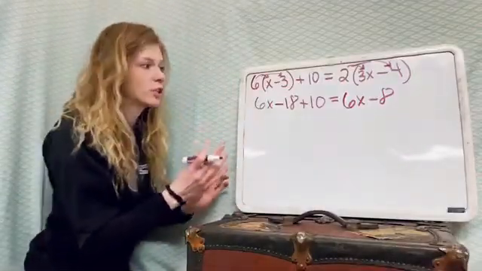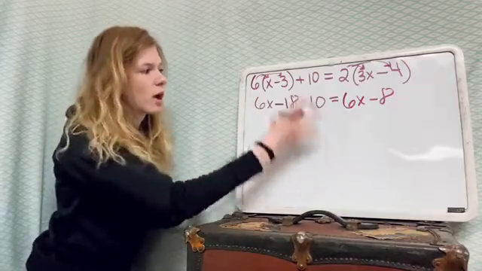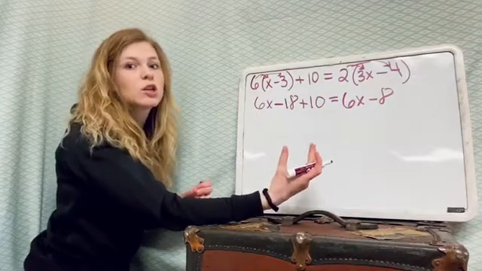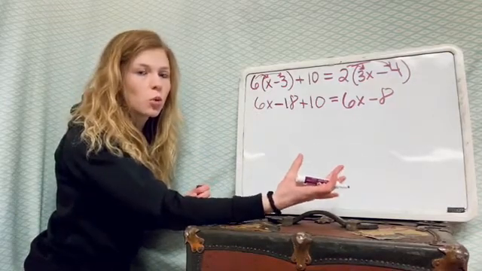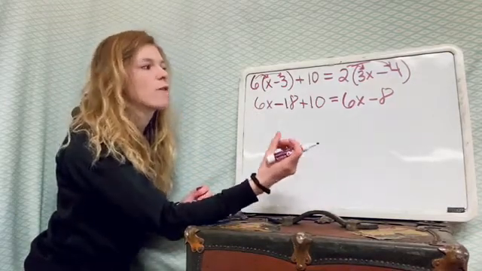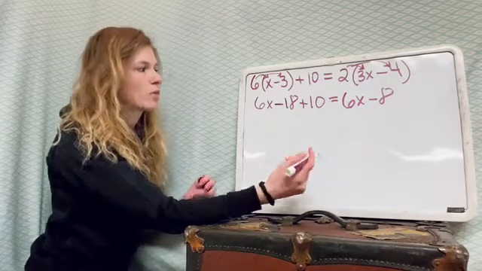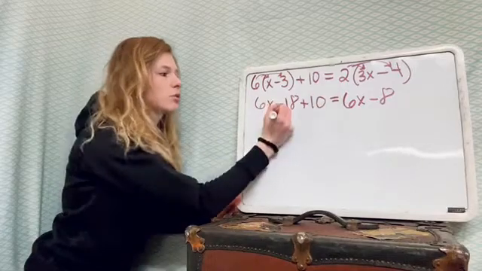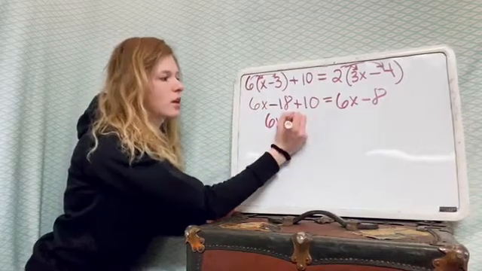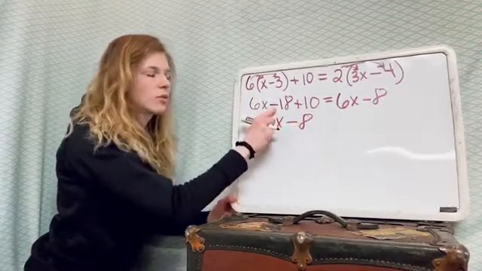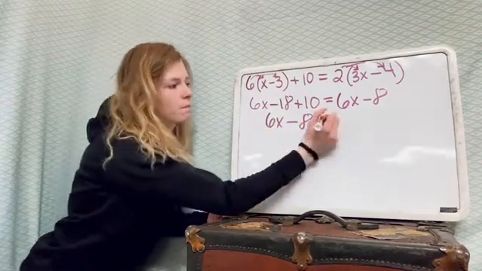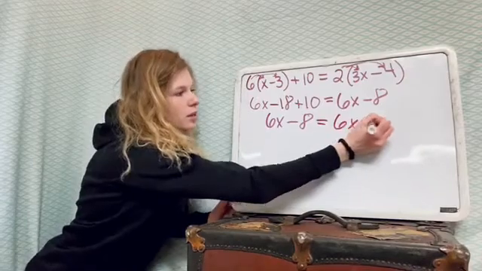Now, what I need to do is look at this problem and decide what are the like terms, what needs to be combined first. Just like in the two-step equations, we need to combine the constants first. So I notice on this side, there's two constants. I'm going to go ahead and combine those first. -18 plus 10 gives me a -8, equals 6x minus 8.